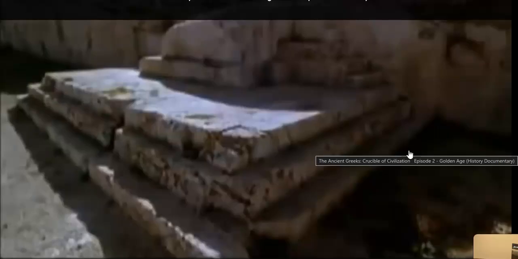From this very podium, Themistocles would now show himself to be one of history's greatest leaders.